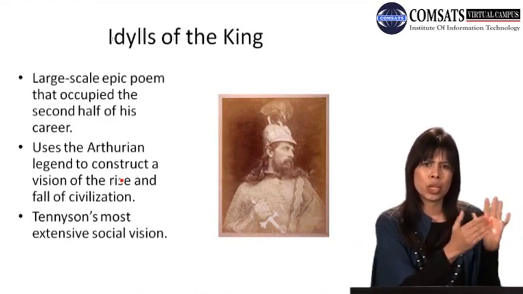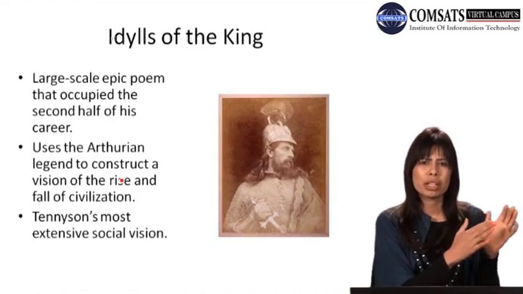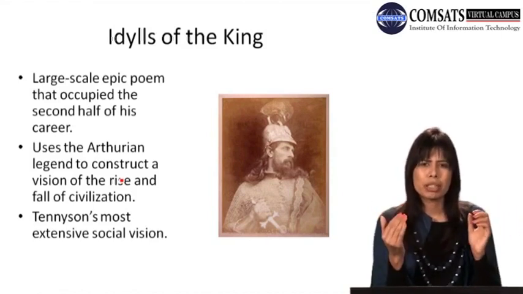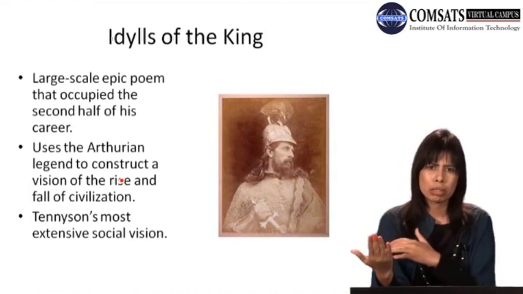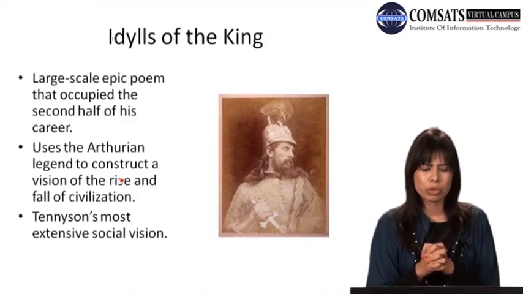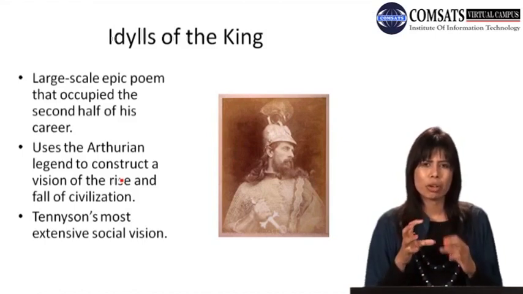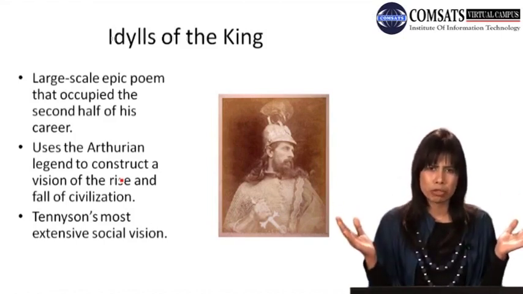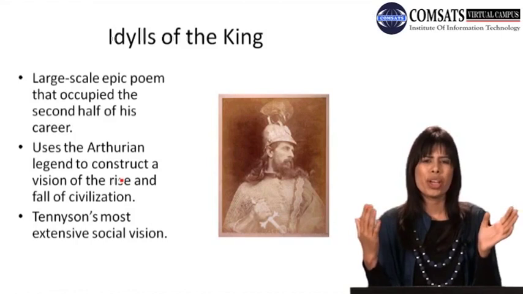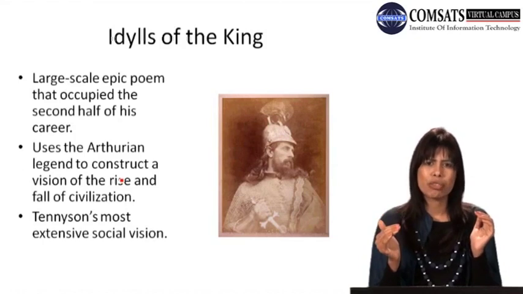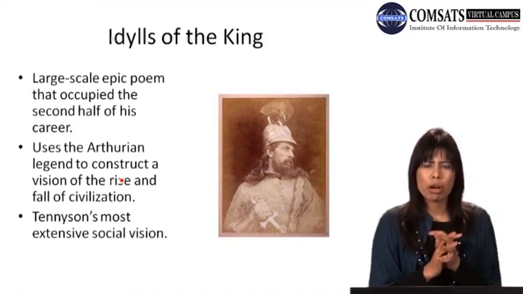As I told you, the first half of the Victorian period was full of hustle and bustle, with a lot of chaos and instability. So my dear students, here you can see he wrote about the rise and fall of civilization. Tennyson's most extensive social vision: in Idylls of the King, this epic poem, you could see the extensive social vision. So basically this is about the rise and fall of civilization, and about social vision. These are the themes of that poem, the background information of the poem.